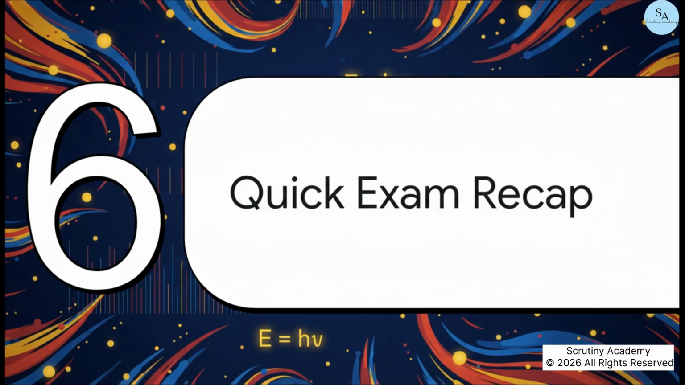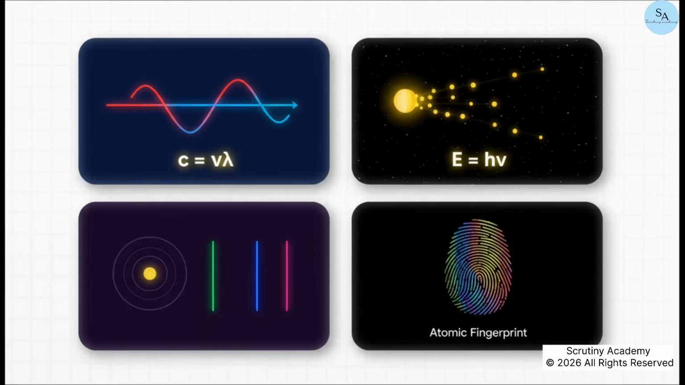So let's do a quick-fire recap of the most important things you need to lock in for your exams. Okay, number 1. Light is a wave, and its wavelength and frequency are always tied together by c equals nu lambda. Number 2, the energy of that light isn't continuous. It comes in packets or quanta, and you can calculate it with Planck's equation, E equals h nu. Number 3, when you heat up atoms, they don't make a rainbow, they only emit light at very specific wavelengths. And finally, number 4, that unique pattern of light is called a line spectrum, and it's basically the element's atomic fingerprint.